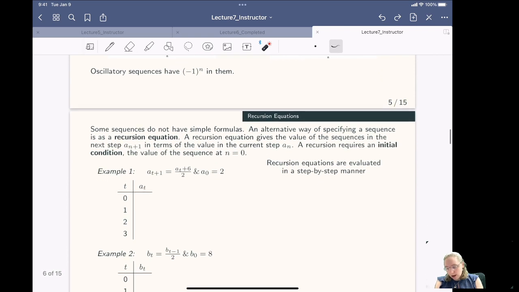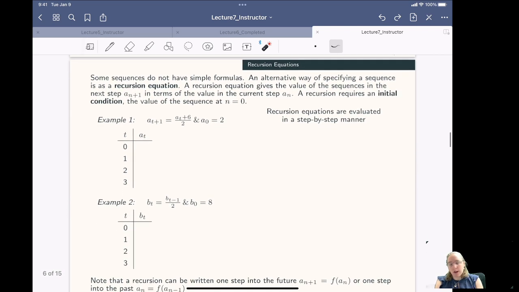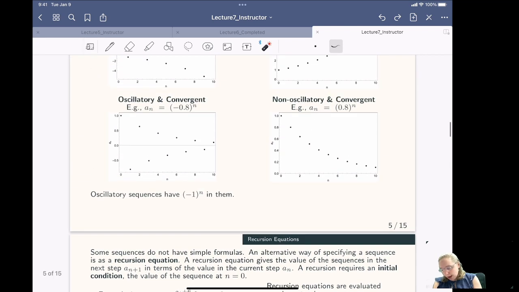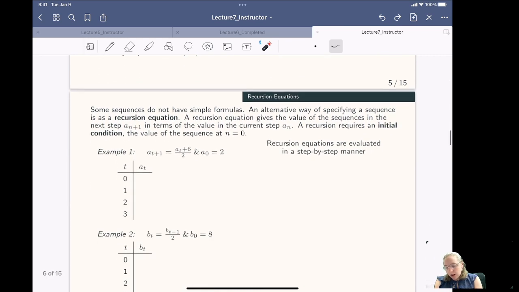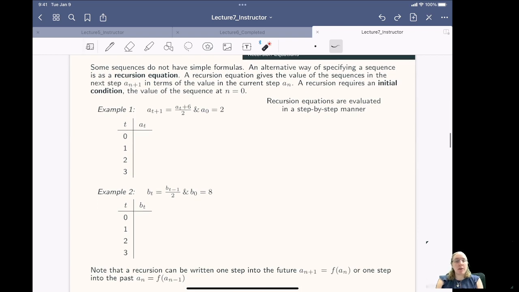All right. So in the equations that I've given you above, those sequences had simple formulas where you have some function of n, where that independent variable is written as a subscript to denote that it's an integer. And then you wrote that as a simple function like (-0.8)^n. But not all sequences have simple expressions like that.